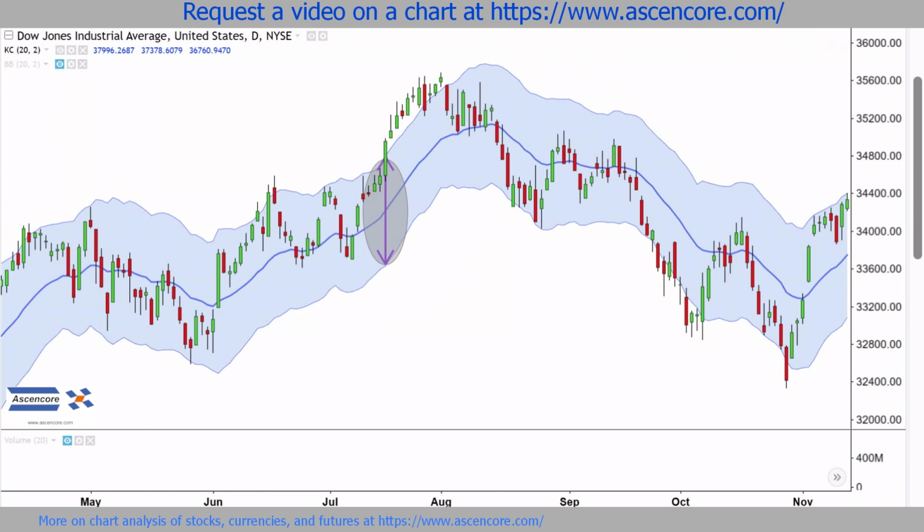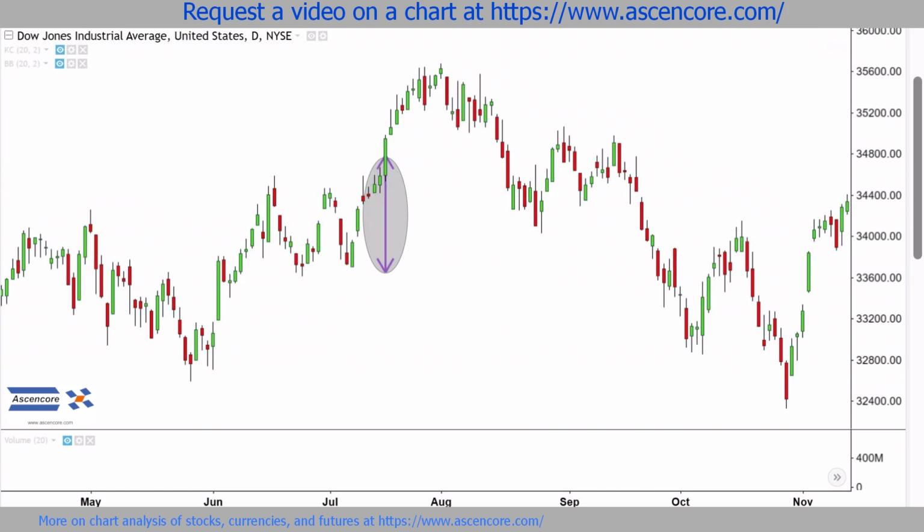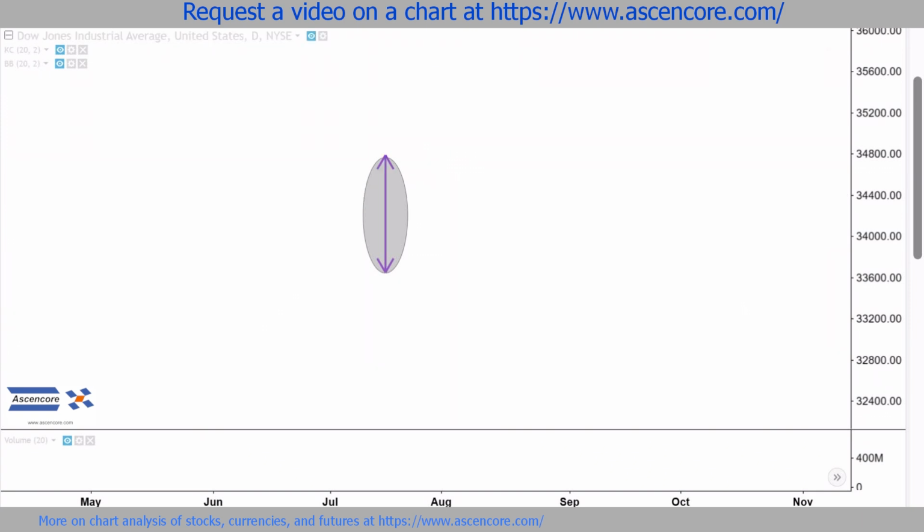the channel. By default, these lines are set to be 2 average true ranges or 2 ATRs away from the center line. So the upper line is 2 ATRs above the center line and the lower line is 2 ATRs below the center line. This construction is similar to the Bollinger Bands indicator.